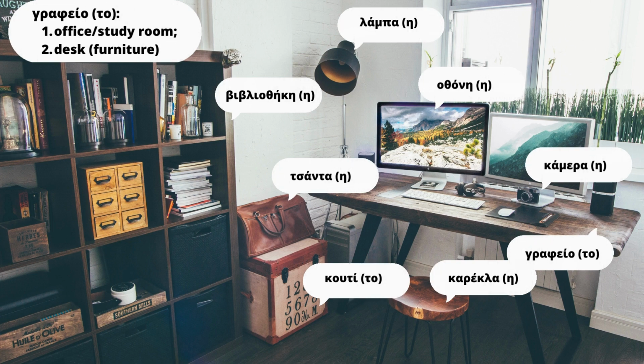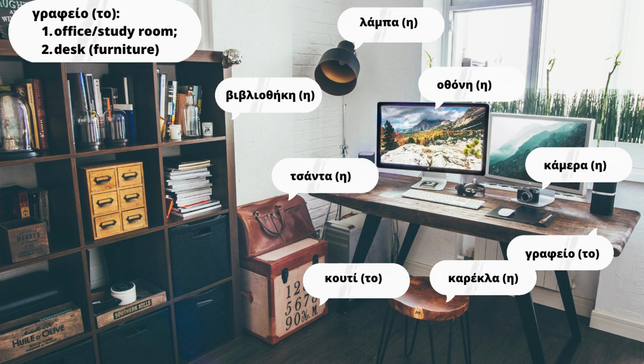We have screens on it, which is called η οθόνη in singular. Η οθόνη, this is the word for singular screen. We have a camera here, which is called η camera, feminine gender. And we have a lamp next to the desk. And the word for a lamp is η λάμπα. Η λάμπα. We have a chair in front of the desk, which is called η καρέκλα.